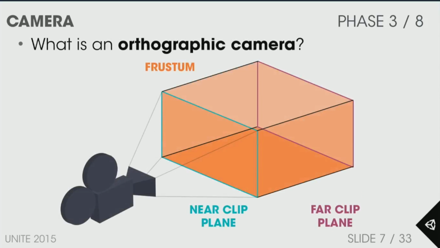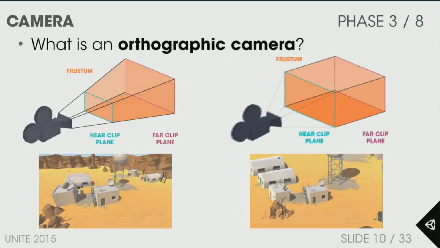With an orthographic camera, the near and far clip planes are the same size. So as a result, you don't get any change in scale over distance. So what does this look like? Between those two cameras, you can see on the left perspective and on the right orthographic. And you can see that things get smaller. You can see our rocks look smaller than our buildings, whereas really they're probably the same height. Whereas in the orthographic view, things remain the same.